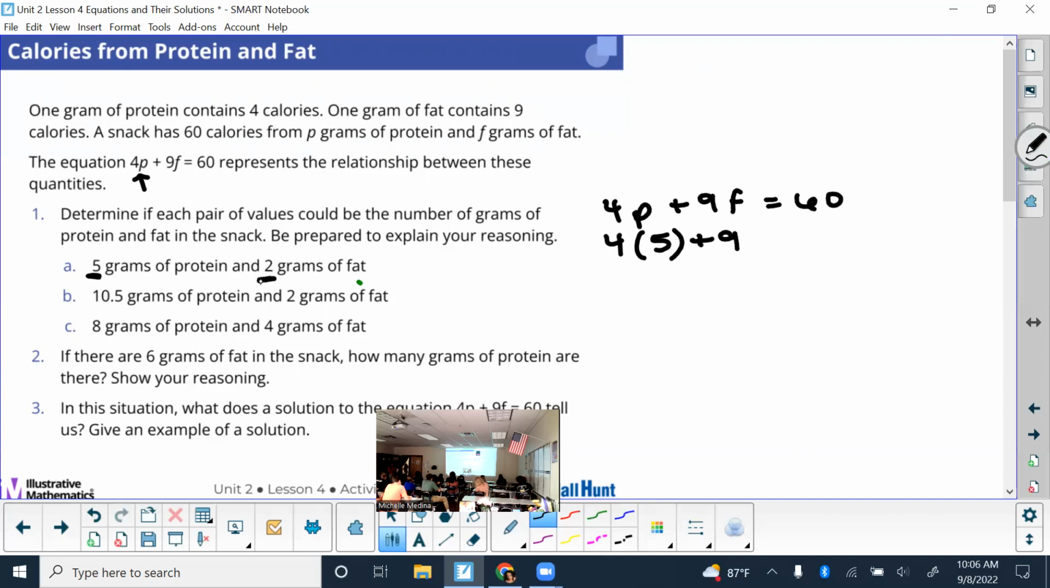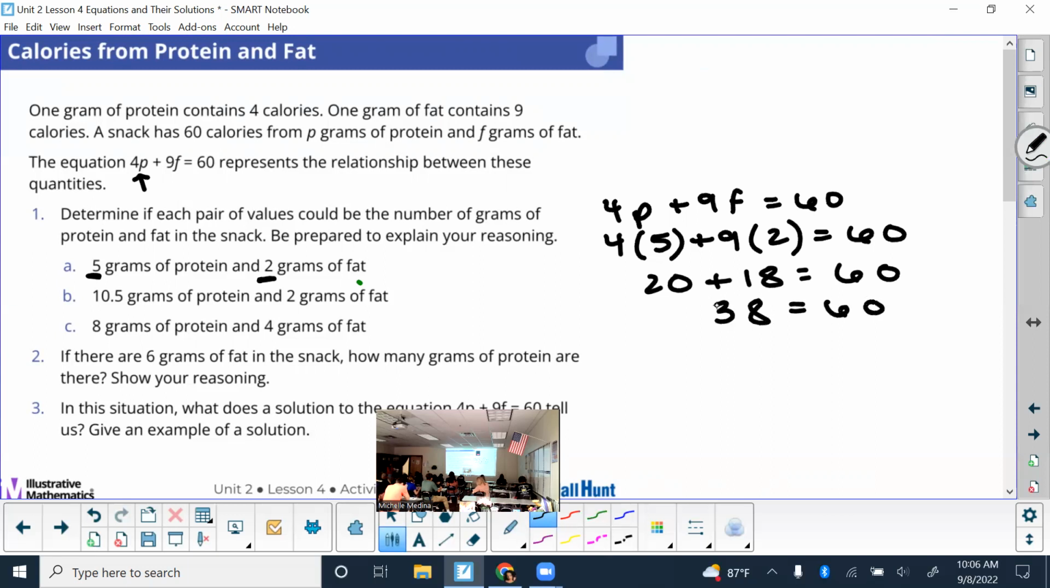And then where does that 2 go? And for F, they define it in the problem. I would say use a calculator, but these numbers right here are pretty easy to work with, so I won't. What's 4 times 5? What's 9 times 2? What's 20 plus 18? Is that equal to 60? So no. This could not be a solution. It would have to be true for both values to make it true overall. So no.